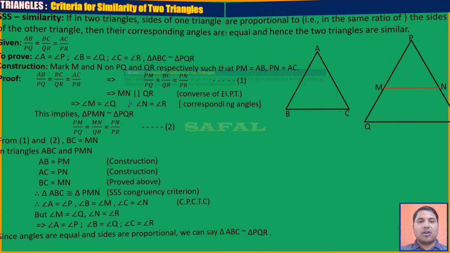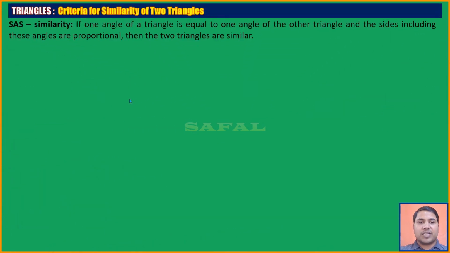Let us see the proof of the third one, that is side angle side similarity. So if one angle of a triangle is equal to one angle of another triangle and the sides including these angles are proportional, then the two triangles are similar.